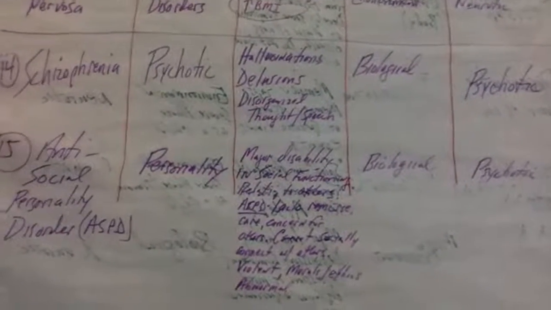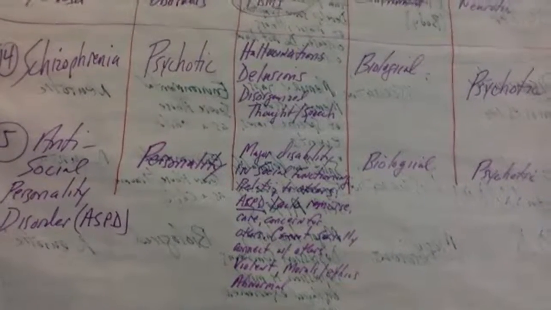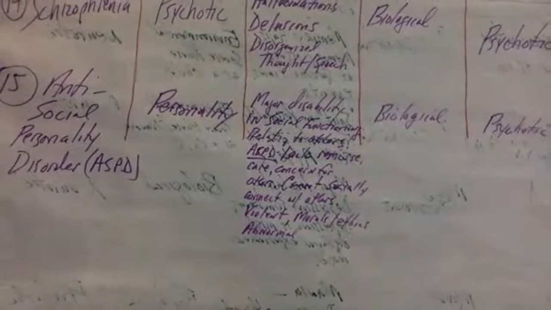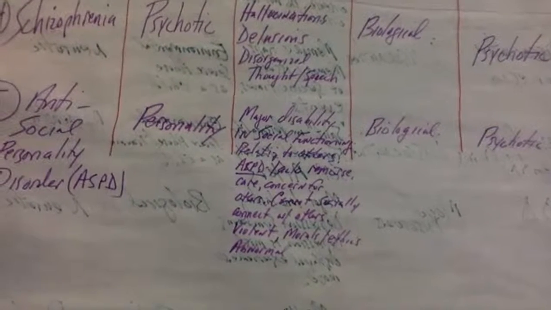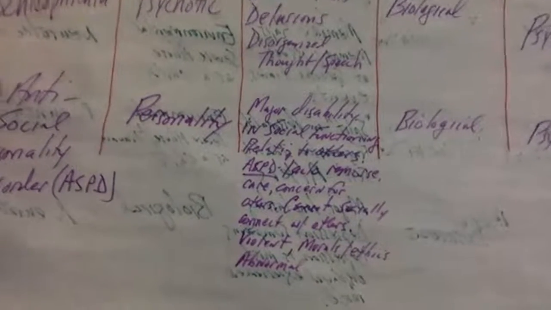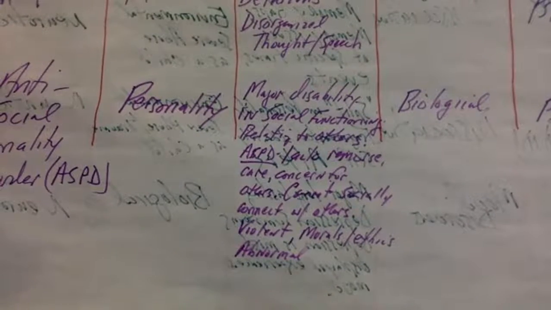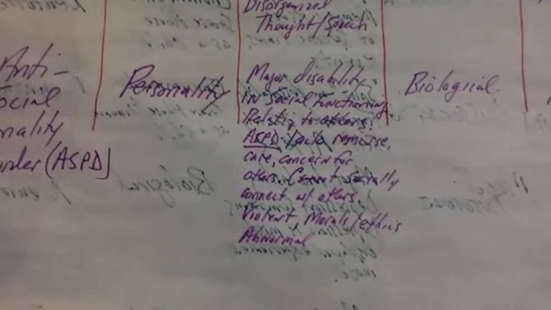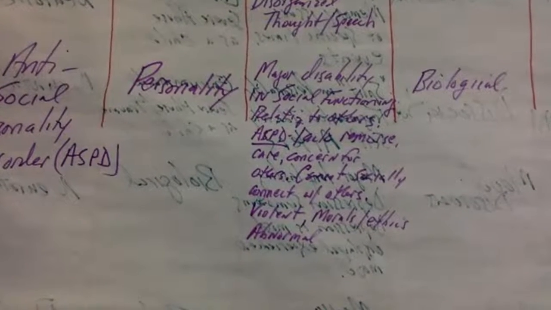Over here. Okay. So antisocial personality disorder, ASPD. It's a personality disorder. That's the category. Overall, personality disorders are characterized by major disability in social functioning, relating to others, just any type of social situations. Basically, they have abnormal relationships and an inability to form lasting, meaningful relationships with other people.